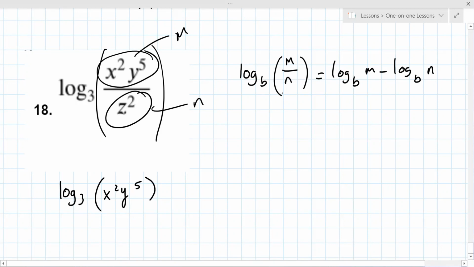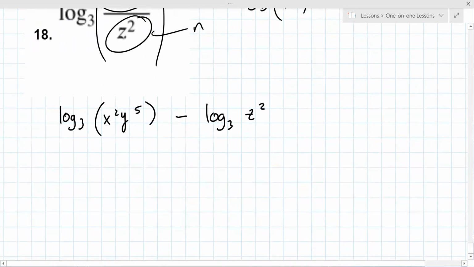So your first step here is to use this property and rewrite it as log base 3 of x squared y to the fifth minus log base 3 of z squared. Oh, yeah, because of the division turns into subtraction, basically.